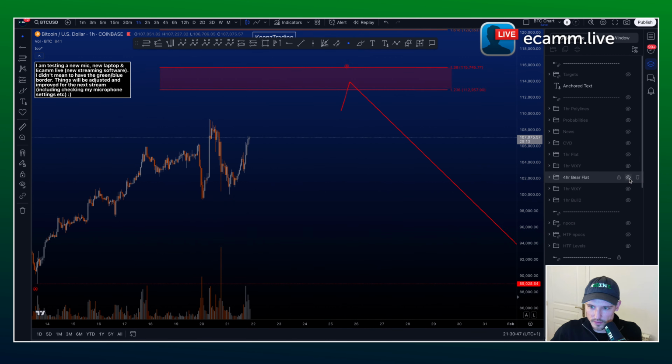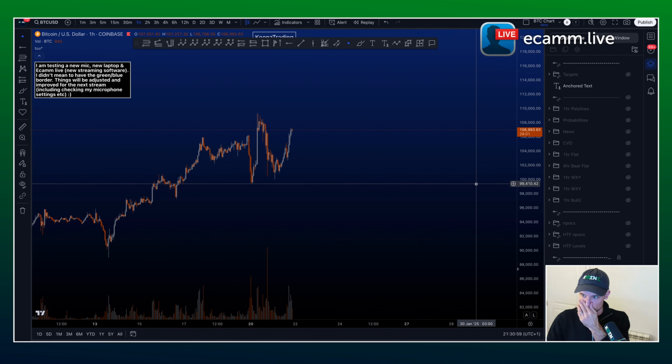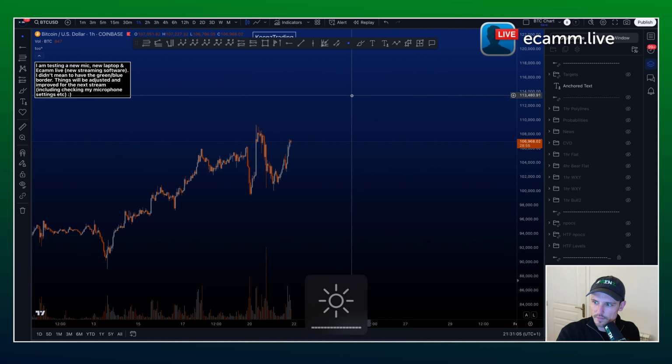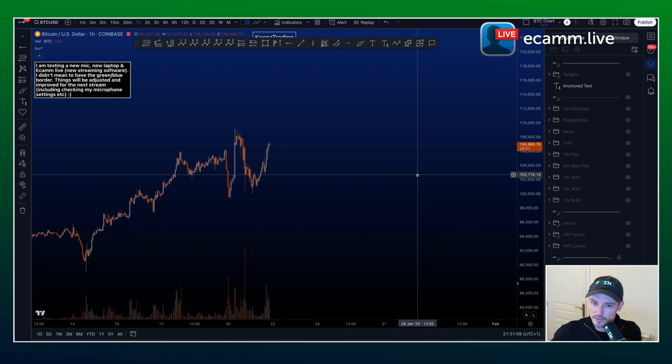Just organizing my chart. Okay. Okay, we good. So apparently my chart is a little bit darker than usual as well. But yeah, I didn't change the color, so stuff to figure out.